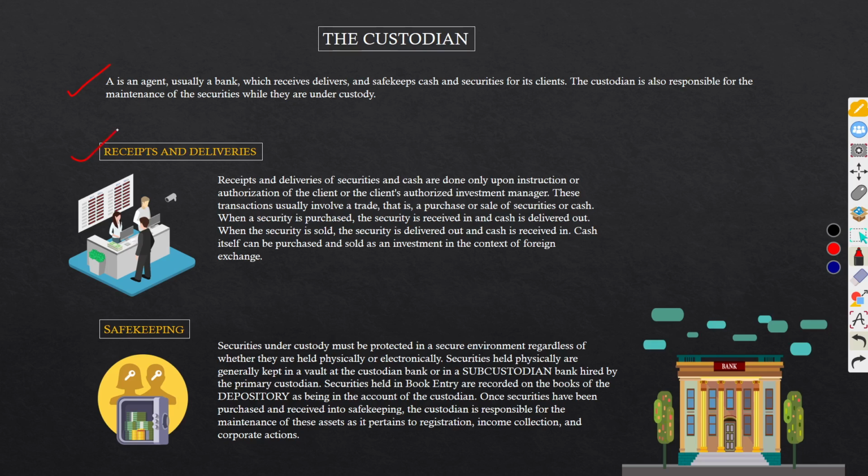Receipts and deliveries. What does that mean? Receipts and deliveries of securities and cash are done only upon instructions or authorization of the client or the client's authorized investment manager. This transaction usually involves a trade, that is, a purchase or sale of securities or cash. When a security is purchased, the security is received in and cash is delivered out. When the security is sold, the security is delivered out and cash is received in. Cash itself can be purchased and sold as an investment in the context of foreign exchange.